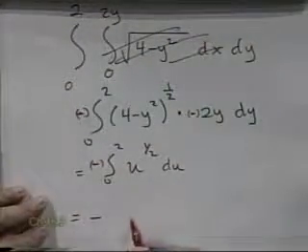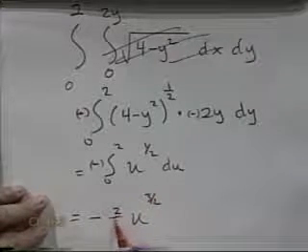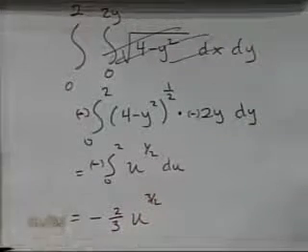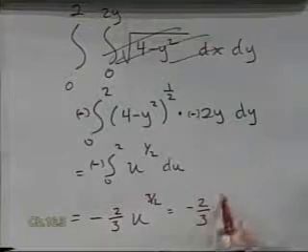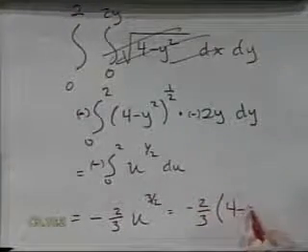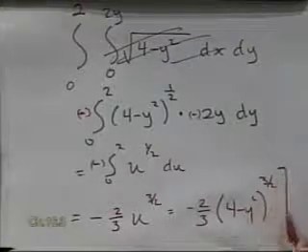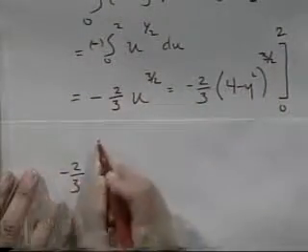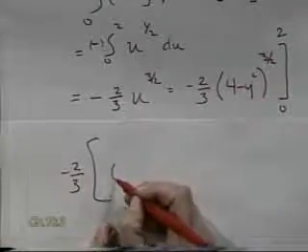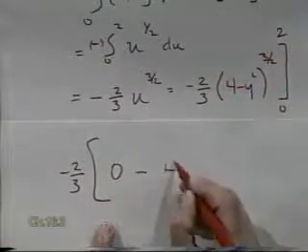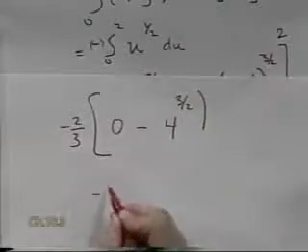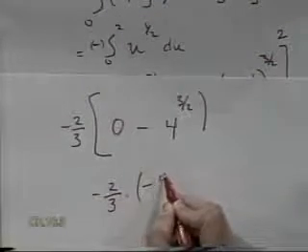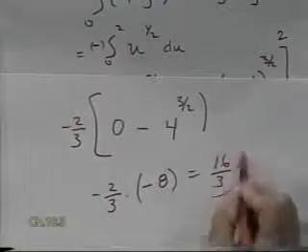This is going to be equal to minus, increase your exponent by 1, divide by the exponent. Is that right? Which is going to give me minus 2/3 times, what's my u? 4 minus y squared, to the 3/2, as y is going from 0 to 2. And that gives me minus 2/3 times, if you put a 2 in here, you get 0, minus, put a 0 in here, you get 4 to the 3/2. What's 4 to the 3/2? Square root of 4 is 2. 2 cubed is 8. So I have minus 2/3 times a minus 8, which is 16/3.